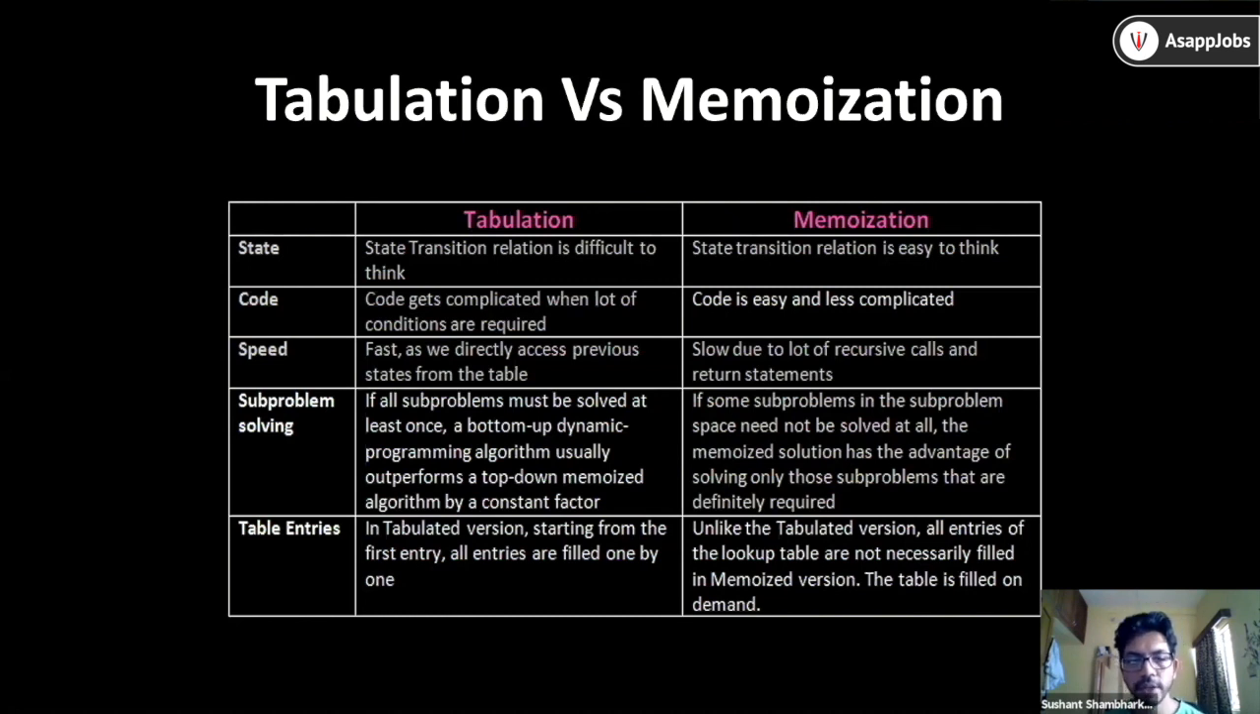If you are given a Fibonacci problem, they will also tell you the recurrence relation, like how the Fibonacci sequence is formed. It's formed by adding the previous two values. So you can just use that logic in your recursion function, and you can build the whole solution very fast and easily. Code gets complicated when a lot of conditions are required.